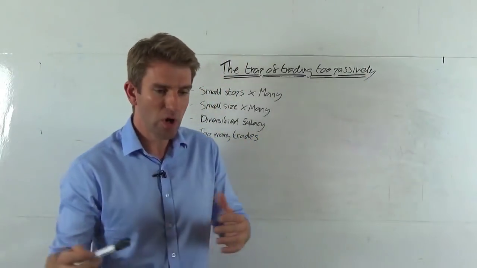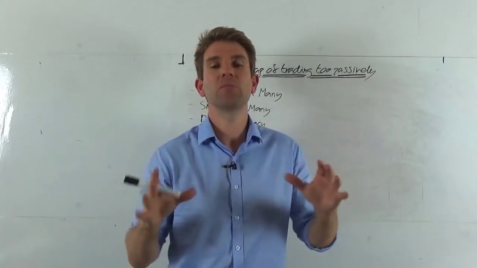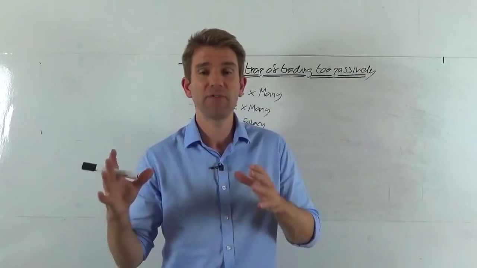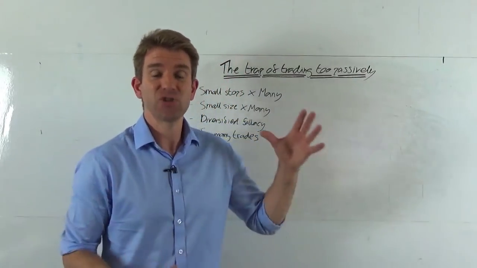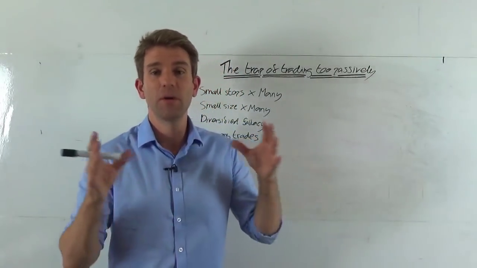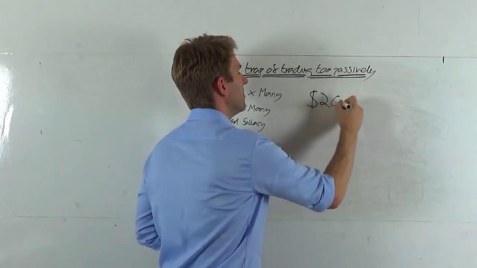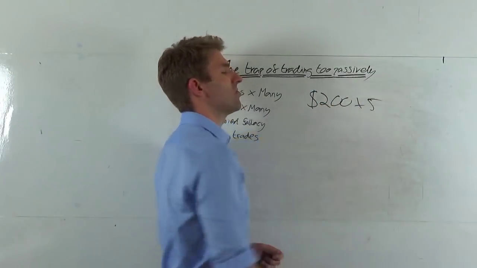Let's say you wanted to risk a maximum of $1,000 a day if you're a day trader, and you're going to take a maximum of 5 trades per day. Obviously that is $200 risk per trade. Let's put it on the board here: 200 times 5, there's your $1,000 risk.